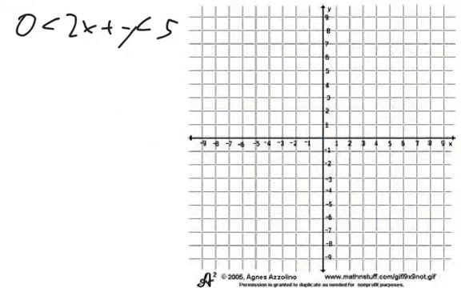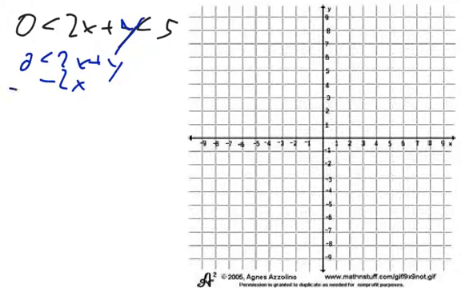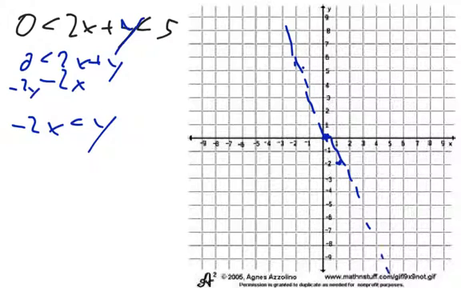Okay, let's do one more. Let's say that we have a problem where 0 is less than 2x plus y, which is less than 5. Well, if we have that part, I'm just going to subtract 2x. And we got negative 2x is less than y. And so, start at 0, 0, slope of negative 2. And we'll have a dotted line going this way and a dotted line going this way.